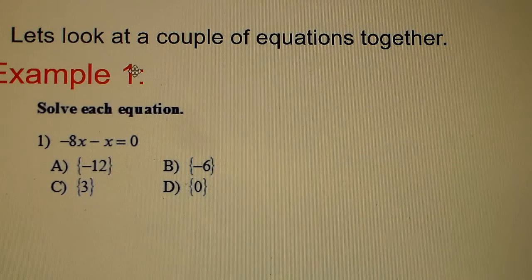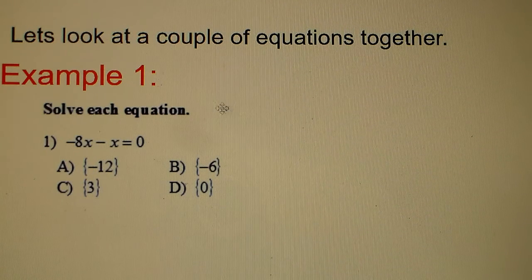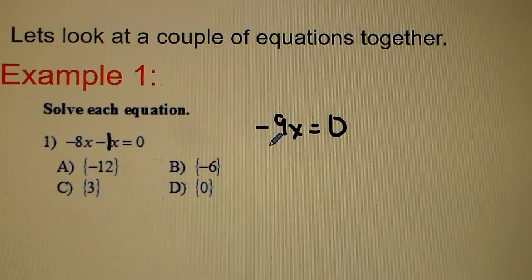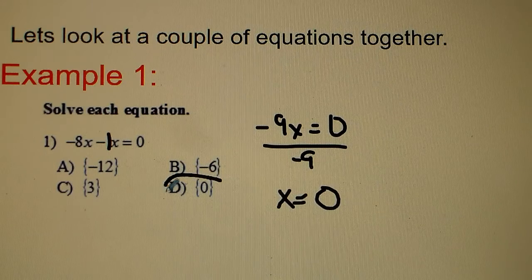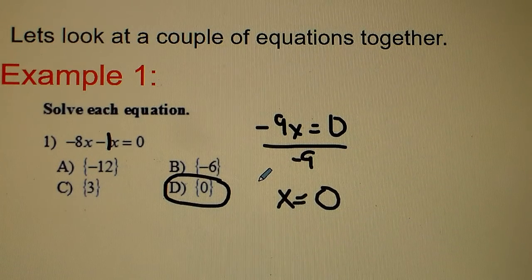Alright, looking at this. We have negative 8x minus x equals 0. Now we have to remember, there's an imaginary 1 in front of that x, in between the negative sign and the x. So negative 8x minus 1x gets you negative 9x equals 0. Divide both sides by negative 9. These will cancel out, and you're going to get x equals 0 divided by negative 9, which is just 0. So for this example number 1, it's going to be D, 0.